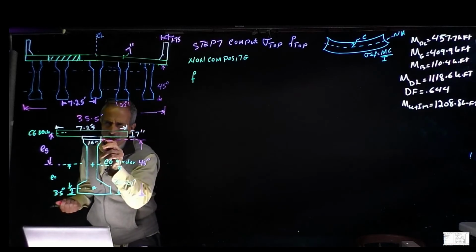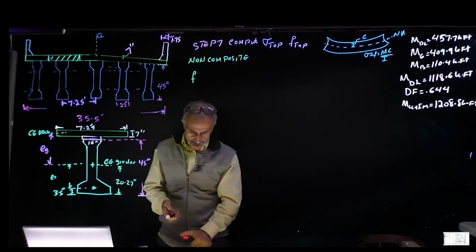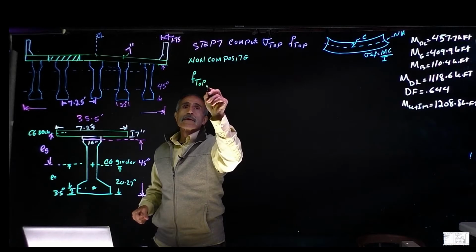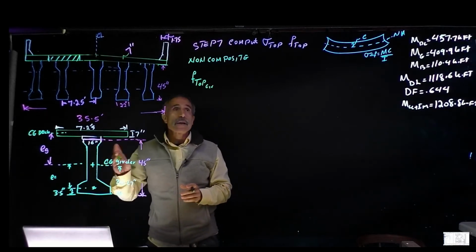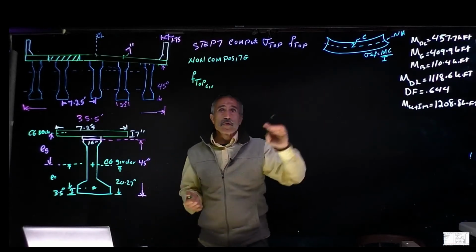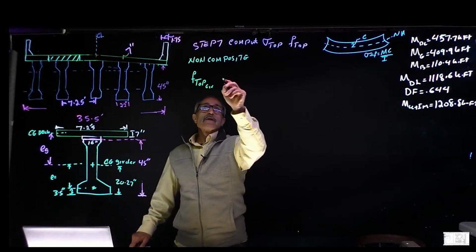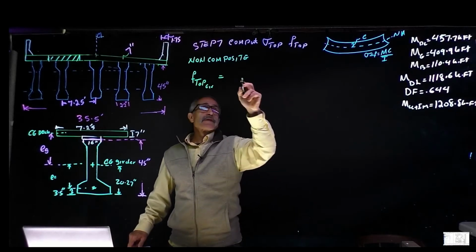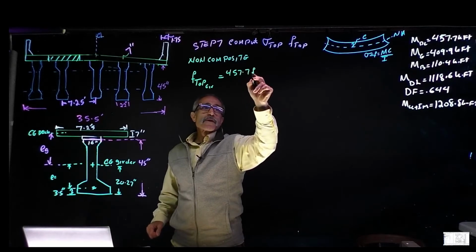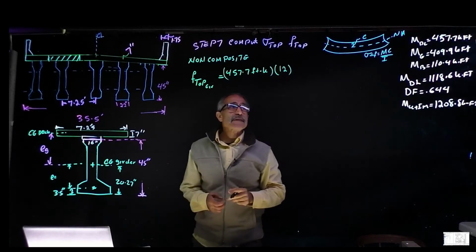So we want to find the stress right here at the top of the girder. Okay. Now the stress at the top of the girder, let's call it top girder. This is non-composite, due to the deck load. We said the deck moment came out to 457.7 foot kip. Let's make it inch kip.